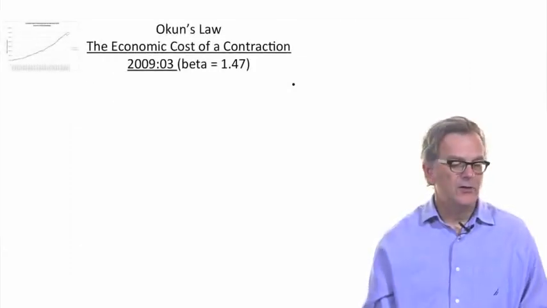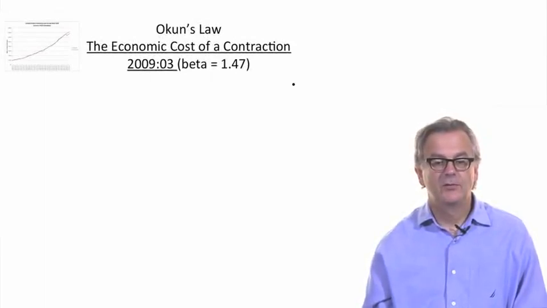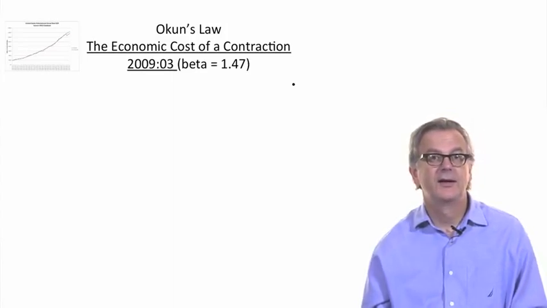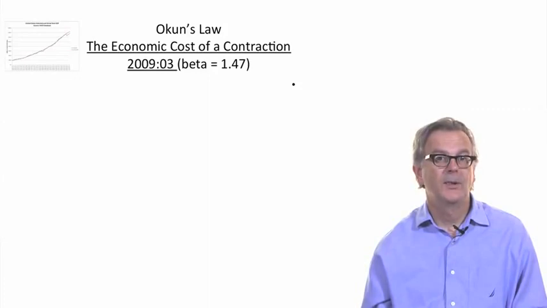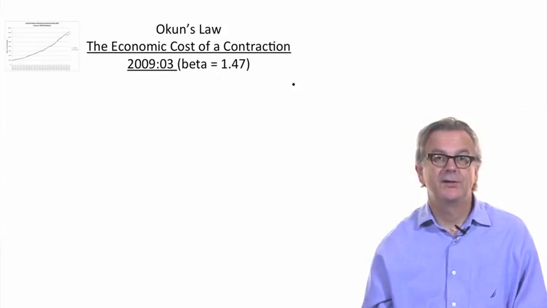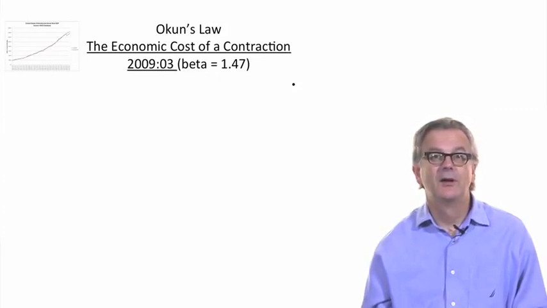Now, one of the useful things that Okun's law can be used for is to provide a measure of the economic cost of a contraction. What I'm going to do in this analysis is show you how Okun's law can give us a dollar value for how costly a contraction is. To put it another way, I'm going to show you on average how much income is lost as a result of a contraction. I'm going to use the value 1.47 for beta, as that's the value that seems to be most appropriate for recent United States data.